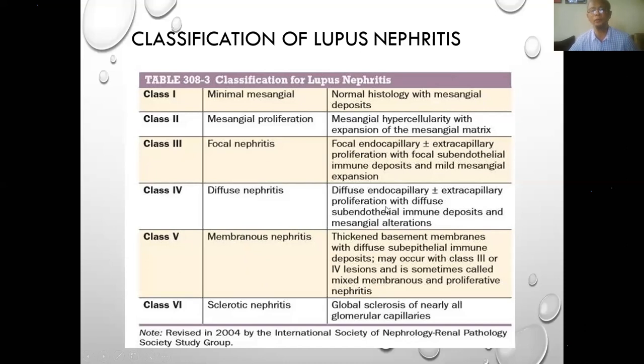In case of diffuse nephritis, you will get diffuse endocapillary or extracapillary proliferation with diffuse subendothelial immune deposits and mesangial alteration. In membranous nephritis, thick basement membrane with diffuse subepithelial immune deposits may occur with class 3 and class 4 lesion and is sometimes called mixed membranous and proliferative nephritis. Up to this, these patients are usually responsive to treatment. But if there is a sclerotic nephritis, that is global sclerosis of nearly all glomerular capillaries, treatment response is very poor. This patient usually develops CKD. Even in stage 5, they may need renal replacement therapy.